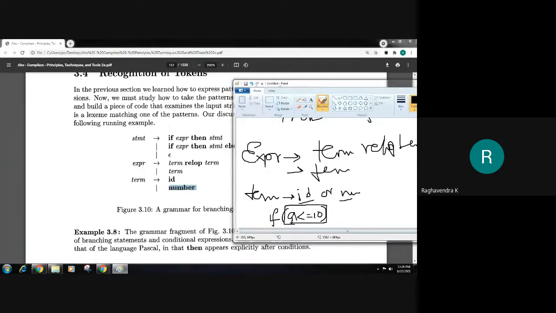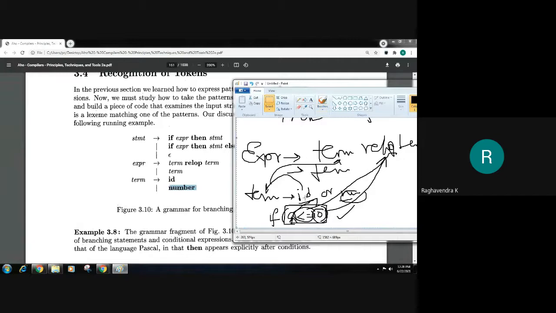So here we have A. A is nothing but an ID, which I can call as term. So this particular term is present in the grammar. Then we have a relational operator, so this is relop. Then we have another term, and this term is nothing but a number. So obviously this is clicking all the points, right?